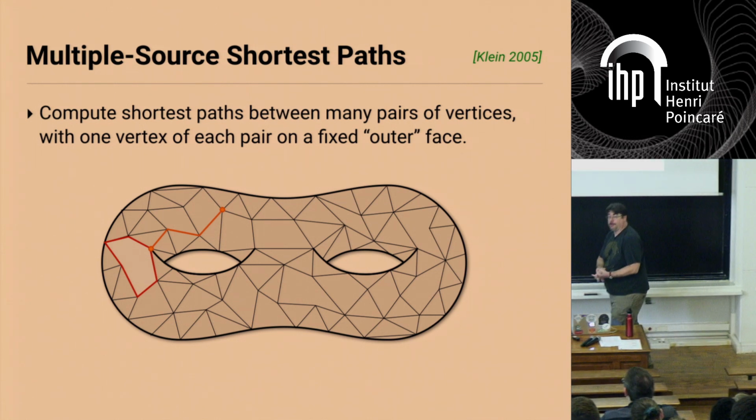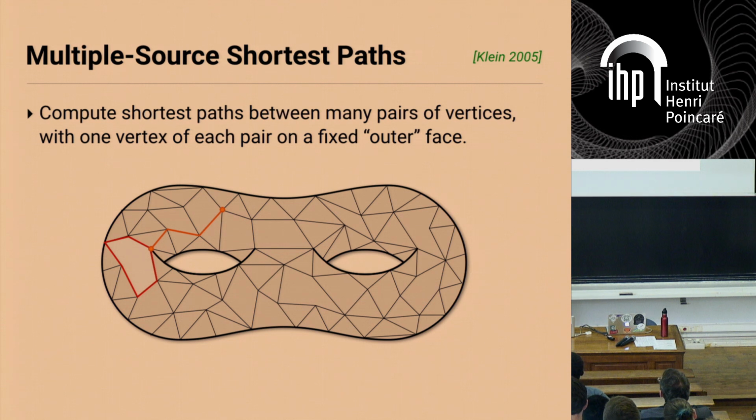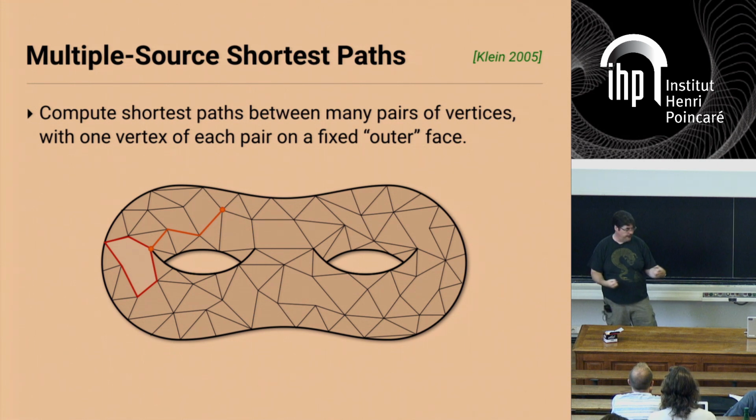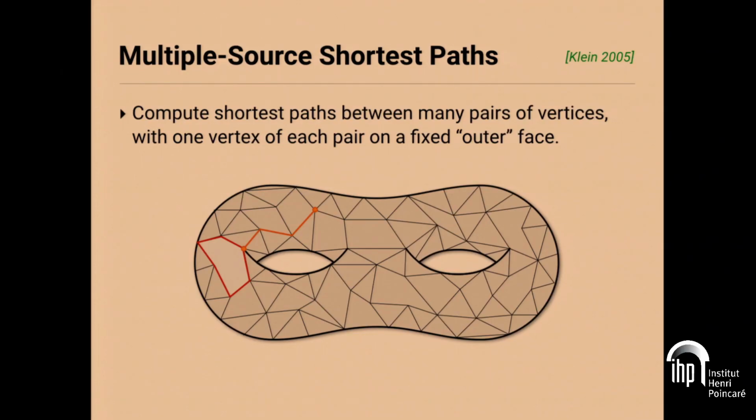What's the multiple source shortest path problem? When I cut the surface open along that cycle, I create two new faces in a surface with genus that's lower by one. I'm really only going to pay attention to one of them. The problem more generally that I'm trying to solve is I have a bunch of pairs of vertices that I want to compute shortest paths between, with the property that one vertex in every pair is on that one face that I've picked out. So maybe I want to compute this shortest path, and this one, and this one, and this one. But in every case, one end of the shortest path is on that face.